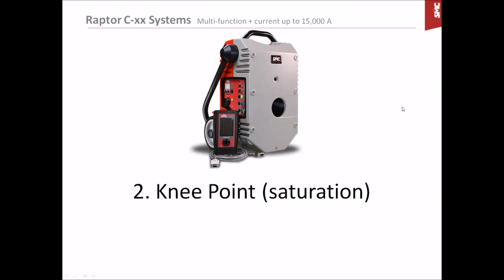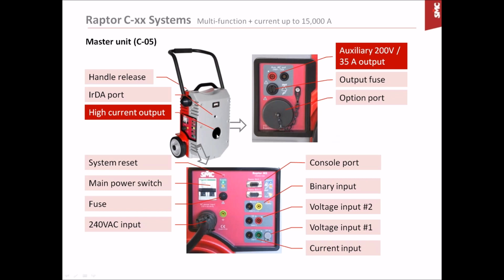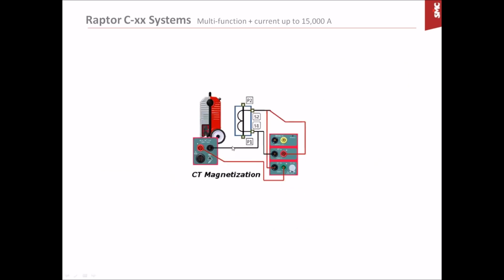Okay, so next example, knee point saturation measurement. On the same transformer we are going to evaluate the saturation voltage. In this case we are not going to use the main current output, because we are not going to use primary current for this test. We are going to use secondary current. We will use the auxiliary output to apply voltage in the secondary of the transformer.